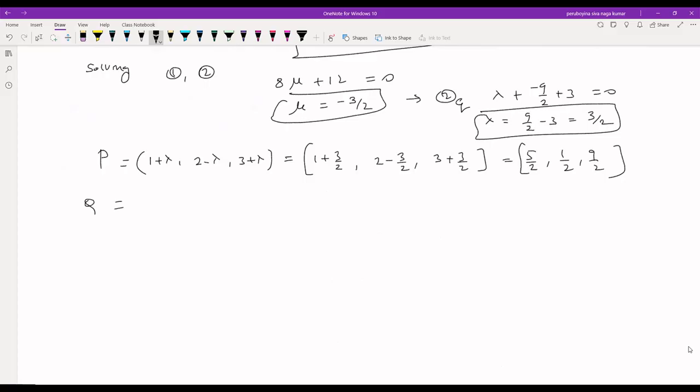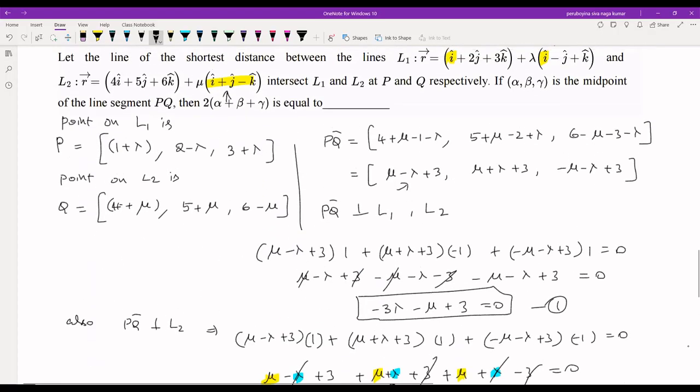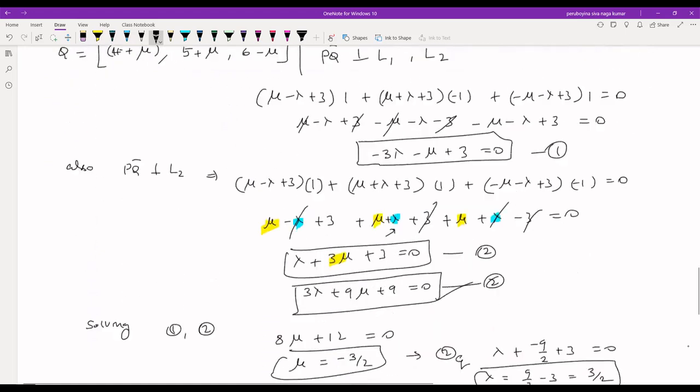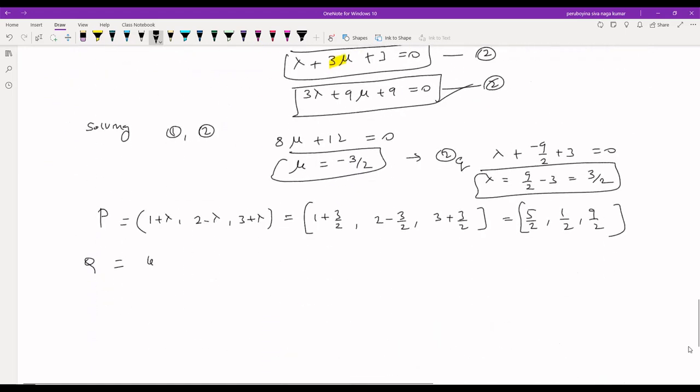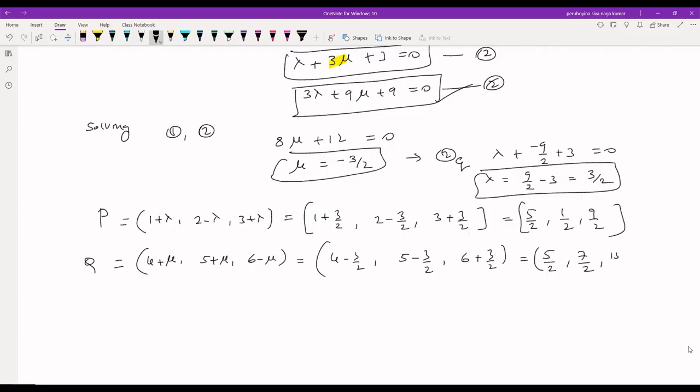And the Q point, if you see, the Q point is 4 plus mu, 5 plus mu, 6 minus mu. So 4 minus 3 by 2, 5 minus 3 by 2, 6 plus 3 by 2. So 8 minus 3, 5 by 2, 10 minus 3, 7 by 2, 12 plus 3, 15 by 2.